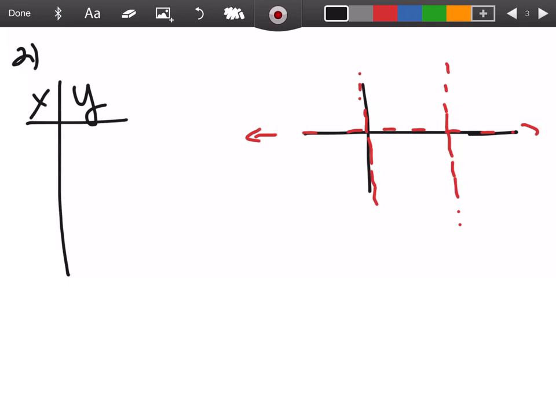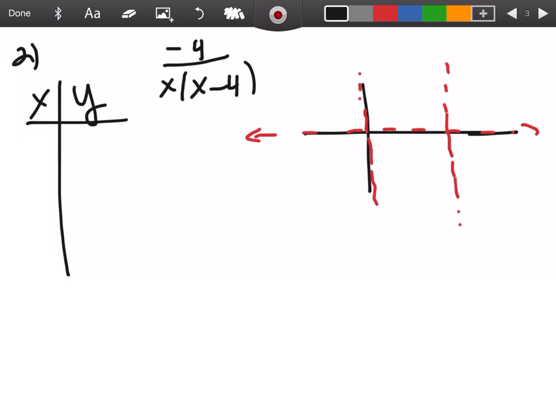Oh, I erased the whole function. That wasn't good. Are we doing -4 over x squared? Yeah. There. -4 over x times x minus 4.